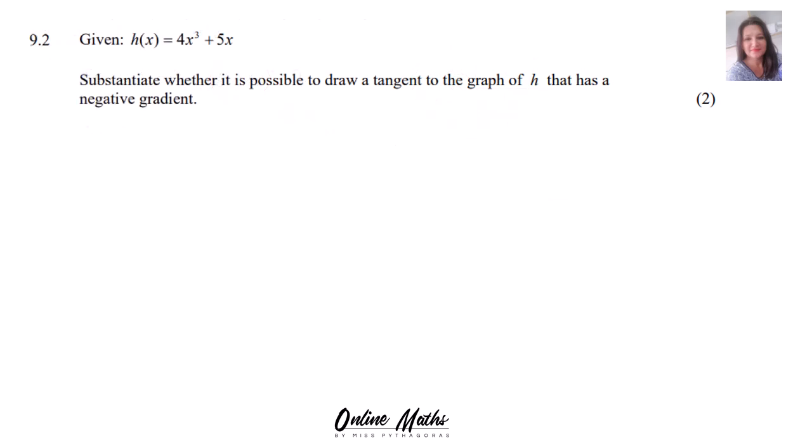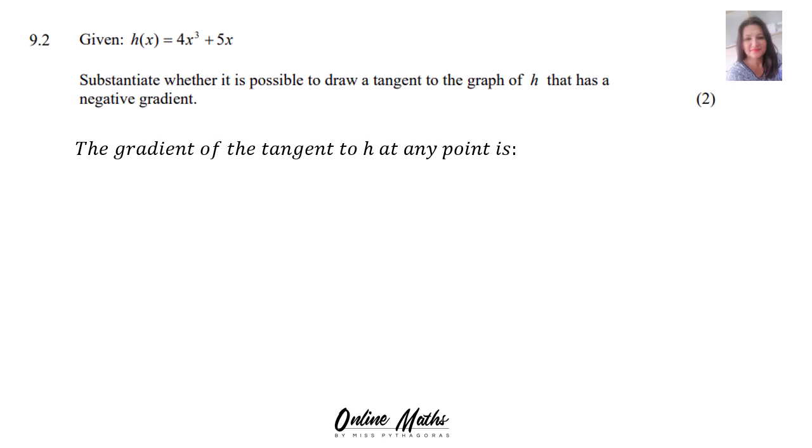9.2. Given h of x is equal to 4x cubed plus 5x. So this is a new question on its own. Substantiate whether it is possible to draw a tangent to the graph of h that has a negative gradient. Now let's see. It works like this. The gradient of the tangent to h at any point is.